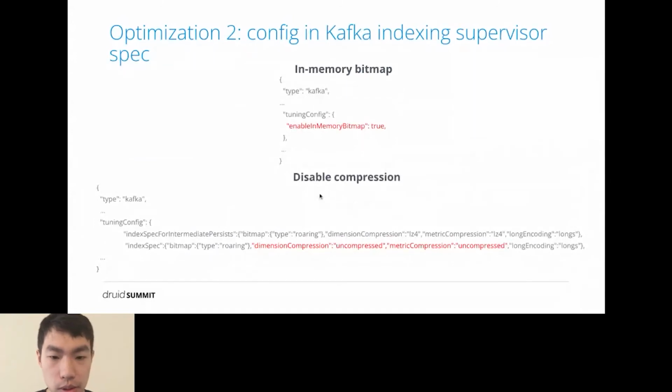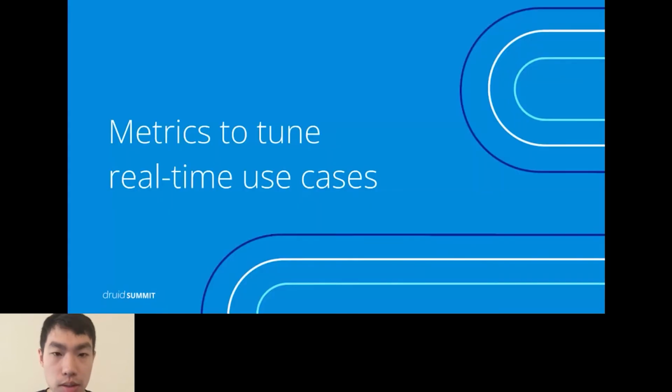And then for disabling compression, that's already included in the Druid release, so it's not added by us. So you just set uncompressed for metric and dimension compression in the final index spec, when you actually create the final segments that will need to be handed over to historicals. Yeah, so that's basically it.